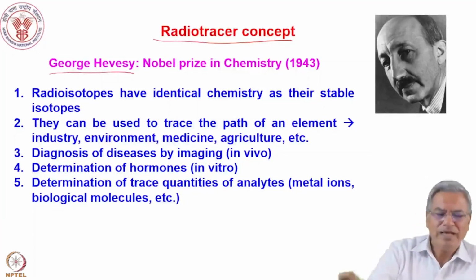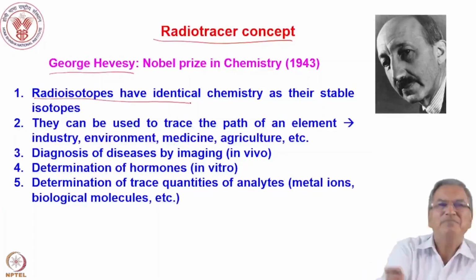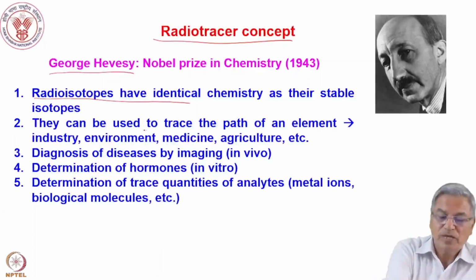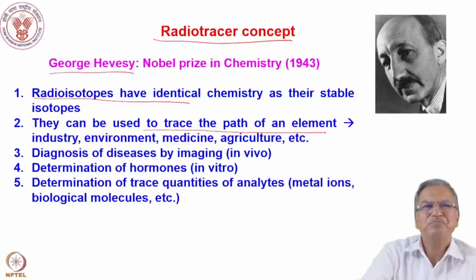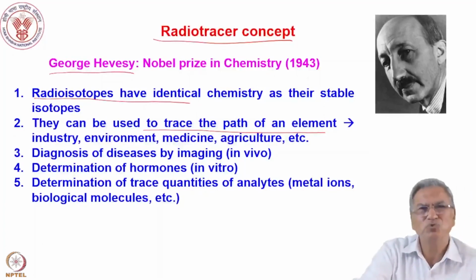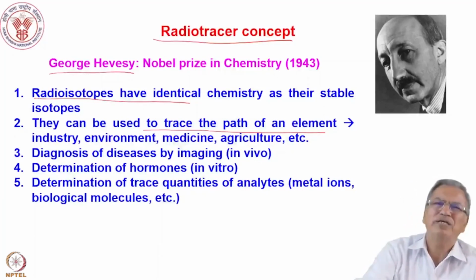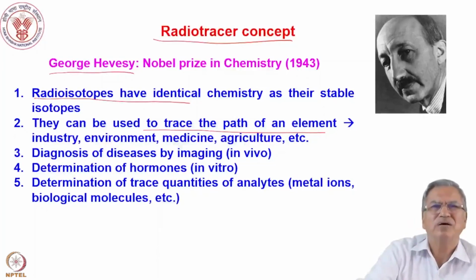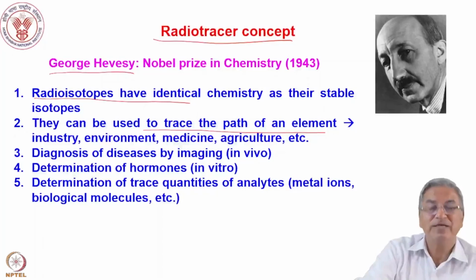So the concept is that radioisotopes have the same chemistry as their stable isotopes, so you can use them to trace the path of an element. For example, in a process where sulfur is being used, you can have radioactive sulfur, sulfur-35, mixed with the reactants, and you can know where the radiosulfur is going. From outside, you can trace the path by radiations.